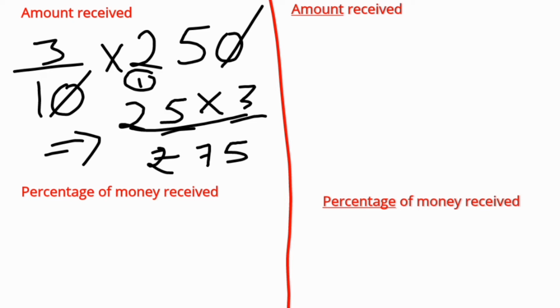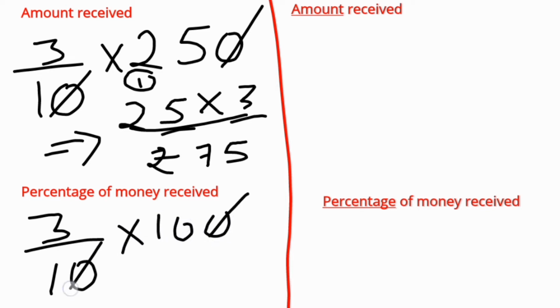Now we'll calculate the percentage value of the amount that B is receiving of the whole. So what is the part of B? 3. What is total? 10. Now here we are calculating percentage, so we'll multiply with 100. 0 cancel with 0. 3 tens are 30. So 30%.